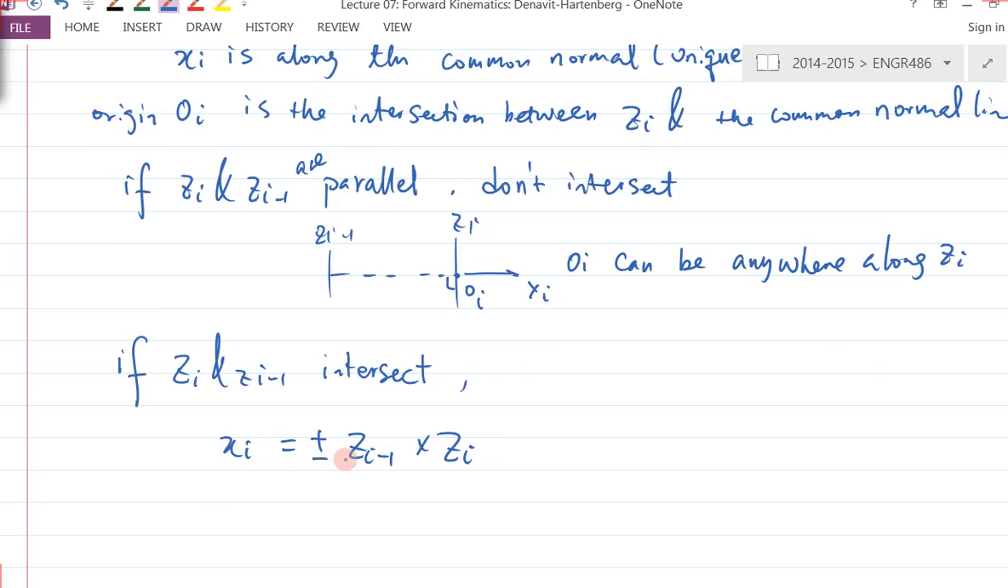So, what does that mean? First of all, if I use this expression here, will I still satisfy the two DH convention conditions? If I do this cross product, this xi is naturally perpendicular to what? To that, am I right? Yeah. And Oi at here is going to be basically the intersection of Zi and Zi minus 1. Okay? Yeah.